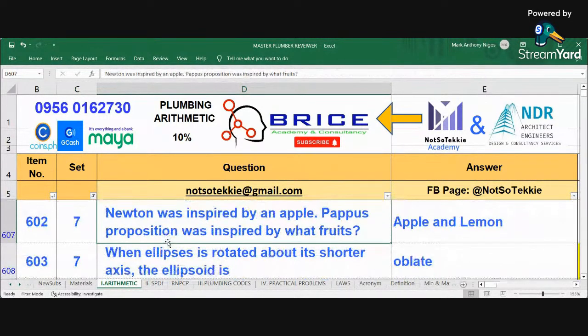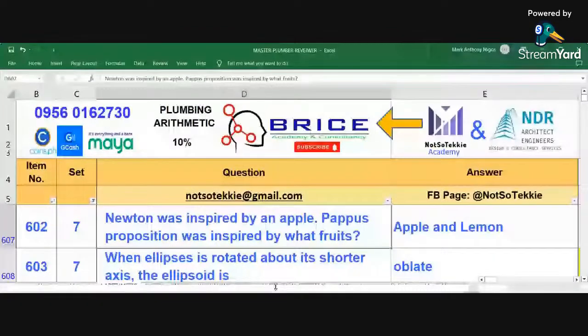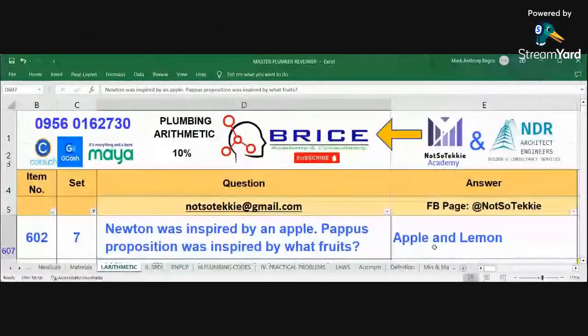602. Newton was inspired by an apple. Pappus' proposition was inspired by what? Fruits. The answer is apple and lemon.